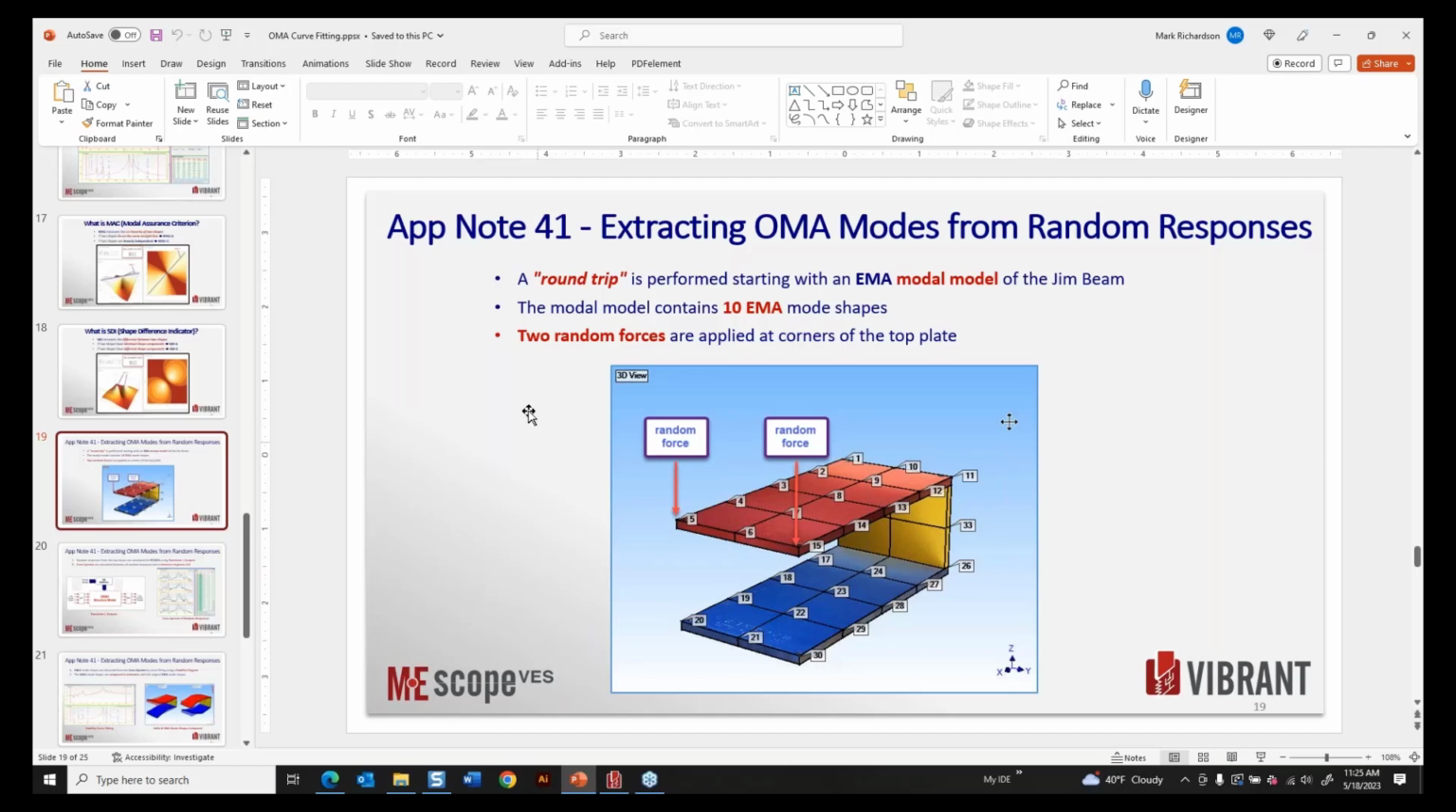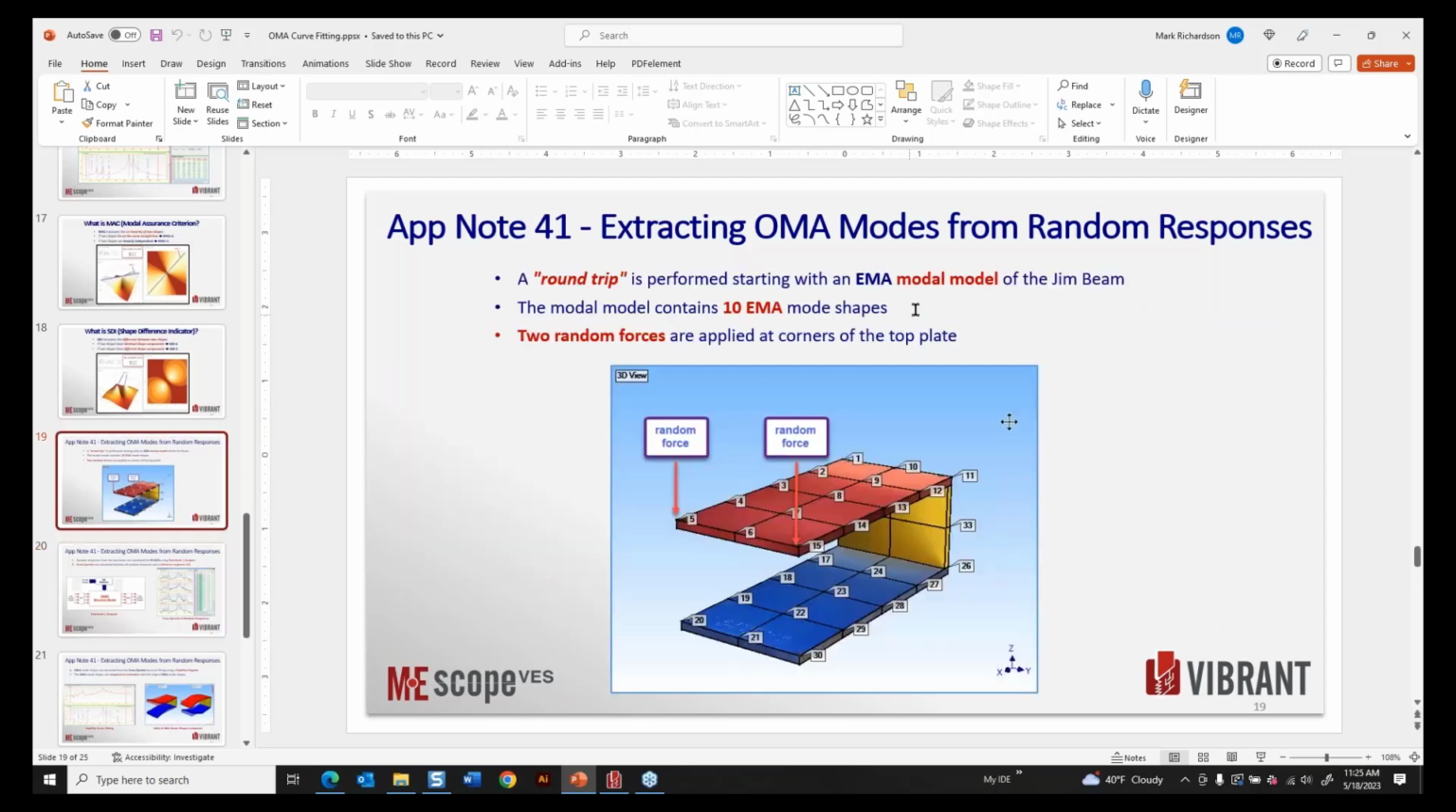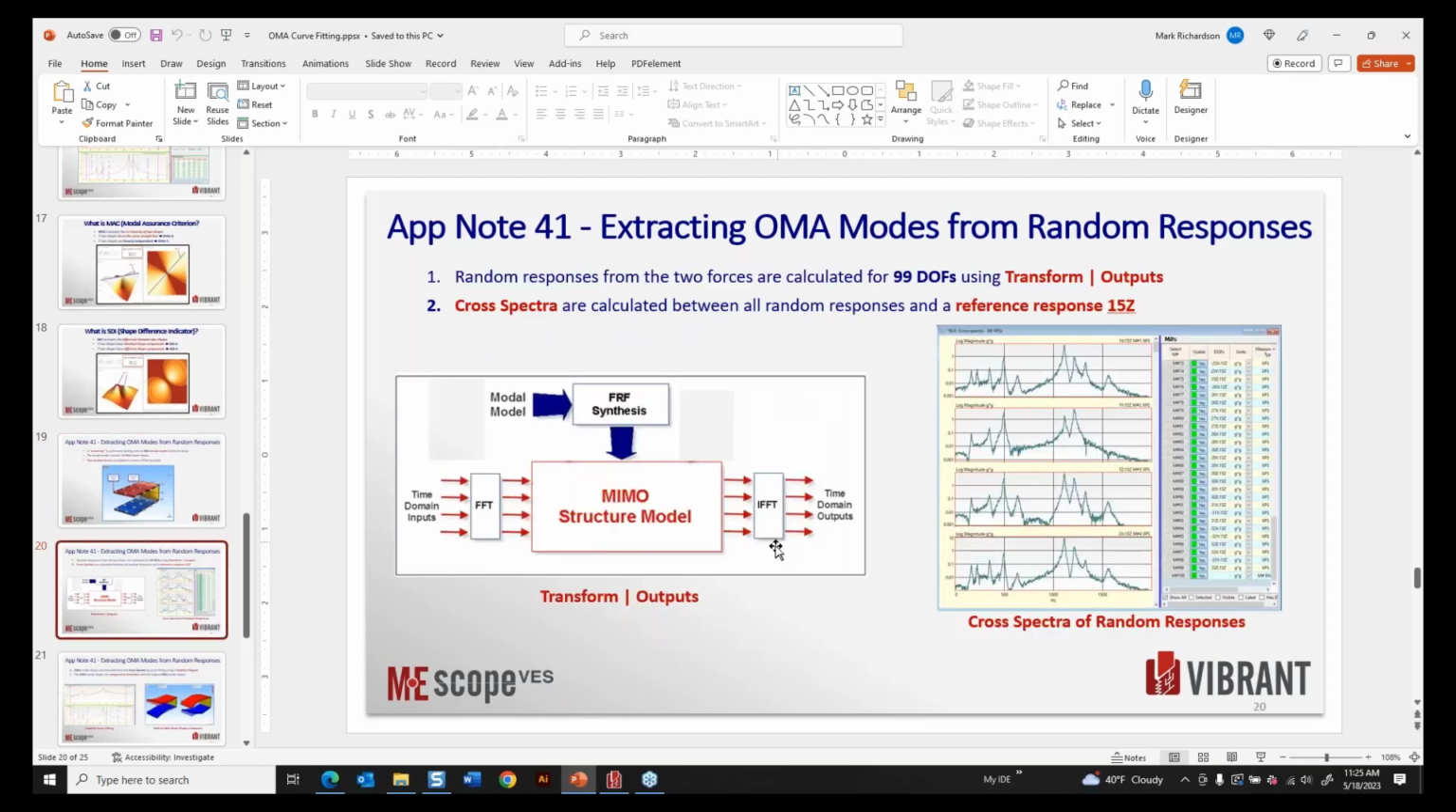And we're going to excite the Jim beam with 2 random forces, and this is our MIMO modeling here, and we're going to use a formula or a command called transform outputs. So we're going to feed in some random inputs to the Jim beam. We're going to use the experimental mode shapes, what we call the EMA mode shapes, an EMA modal model of the Jim beam, and then we're going to compute random outputs. And then from those random outputs, we're going to compute cross spectra. And here's a picture of what some of them look like.